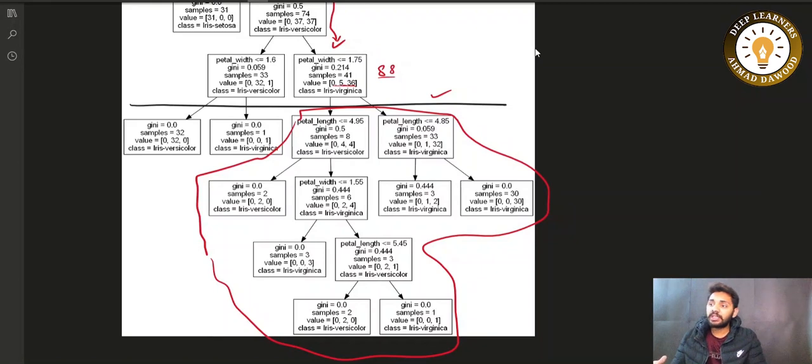Now in the next session we will see how we can put a restriction on the growth of the decision tree, and what measures we can take to avoid overfitting.